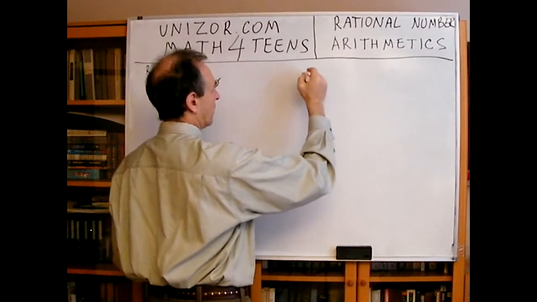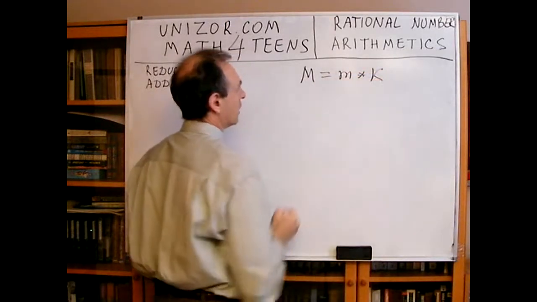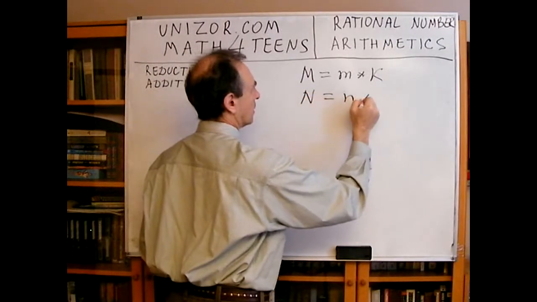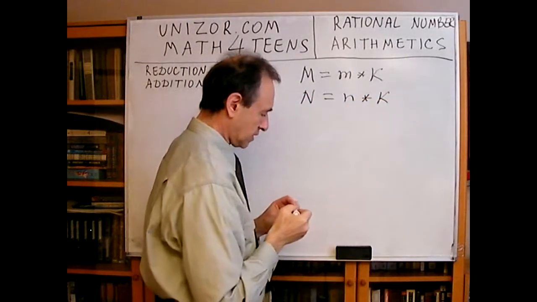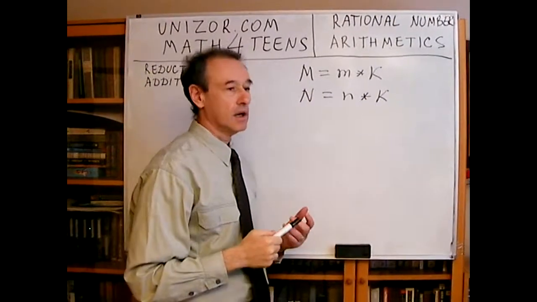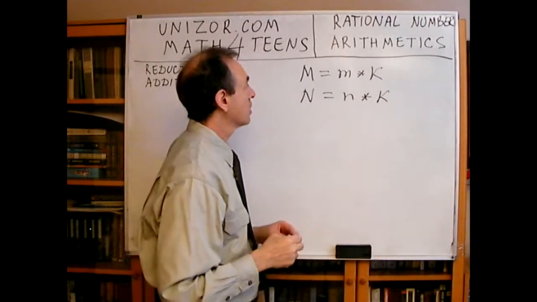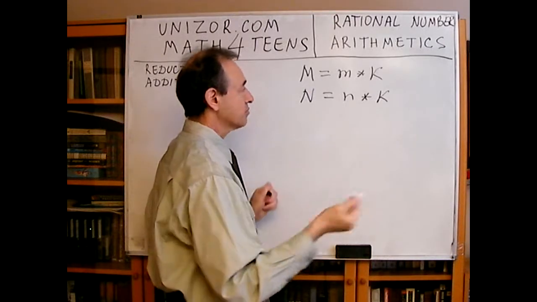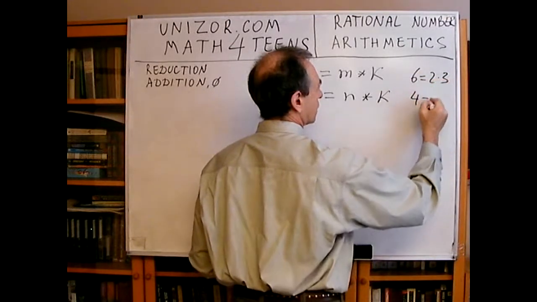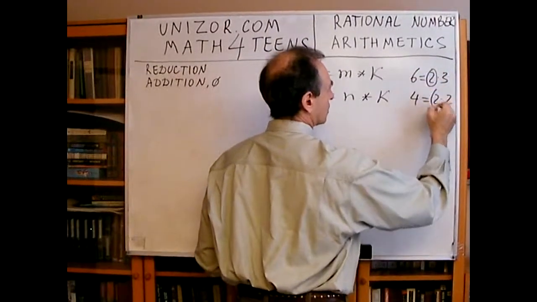Let's consider the integer capital M is the result of the multiplication of two other integers, m and k, and integer capital N is the result of multiplication of n and k. What it means is that k is a common multiplier, common factor, if you wish, for M and N. Simple examples are 6 and 4. 6 is 2 times 3 and 4 is 2 times 2, which means that 2 is common.